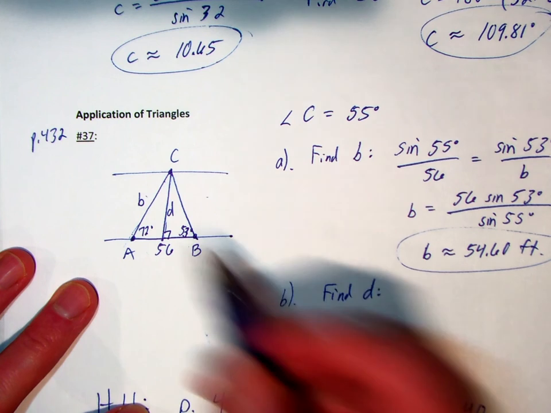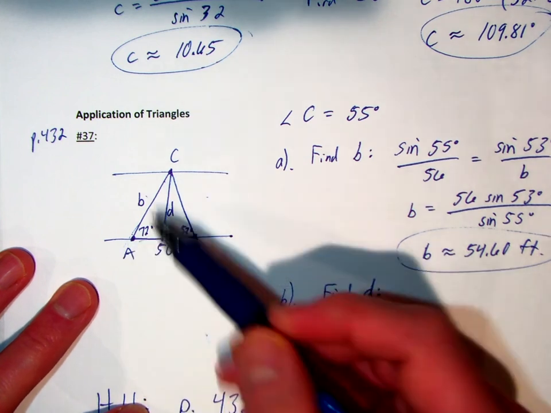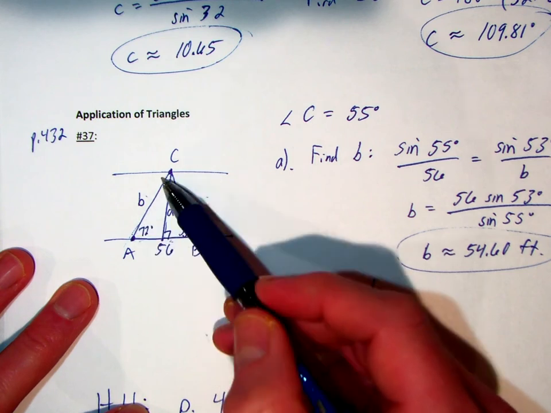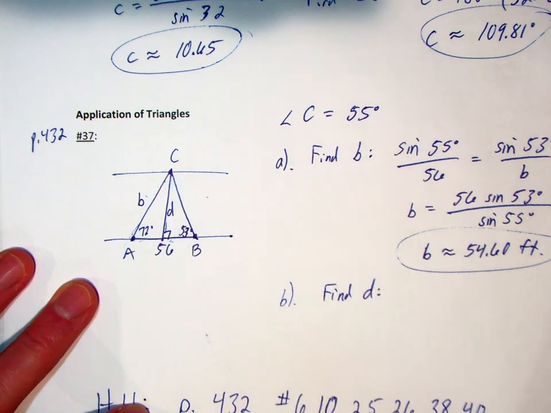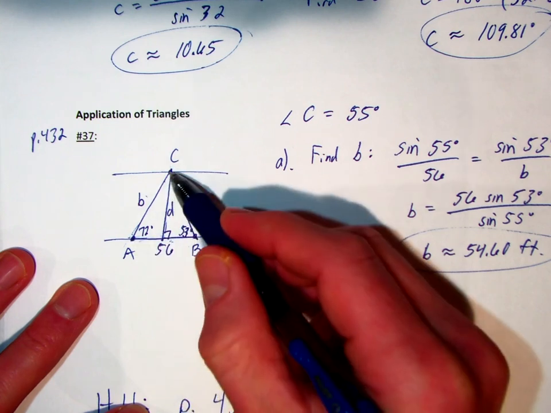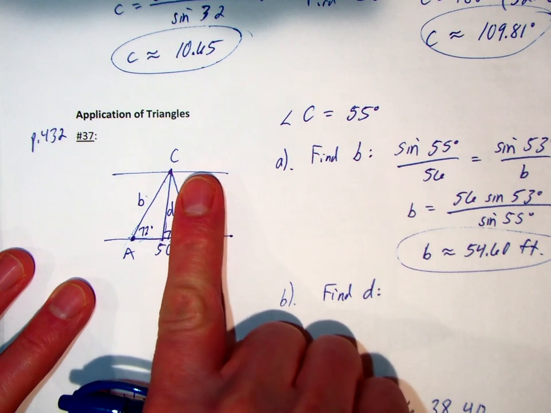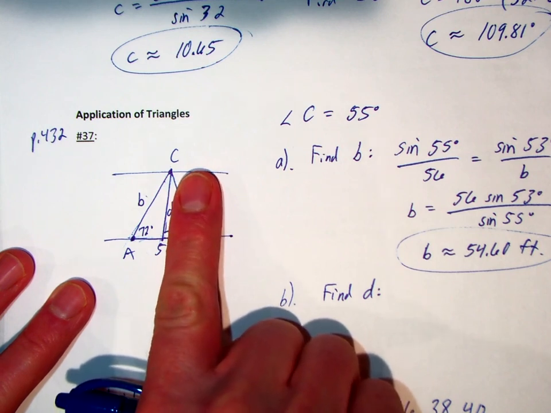Okay, so we don't know this distance or this distance, but we do know this side here, side B. So I have A, but here's the thing that helps us. Look what I have here. Take away that side, you have a right triangle. Since I have a right triangle, I can use my regular SOHCAHTOA trick. I don't have to use law of sines.